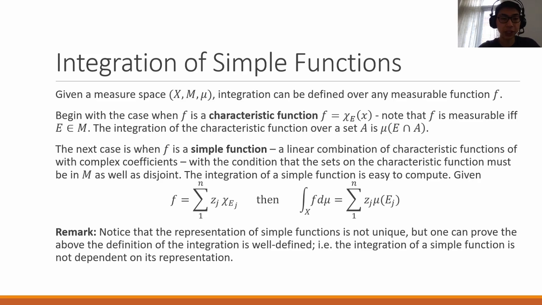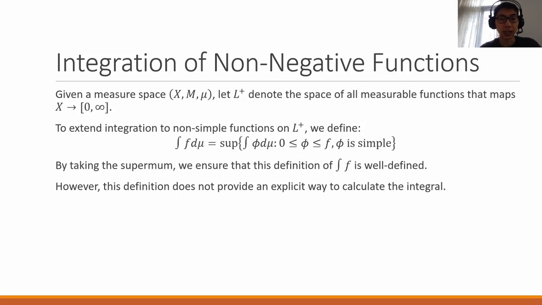Integrations of simple functions, which are linear combinations of characteristic functions, is just the sum of the integration over each characteristic function multiplied by the appropriate constants. Let L plus denote the space of all measurable functions that map to the extended non-negative real number system. We define L plus as the set of functions that are non-negative because the next case of functions we're interested in is non-negative functions, and then we'll extend this to real functions.